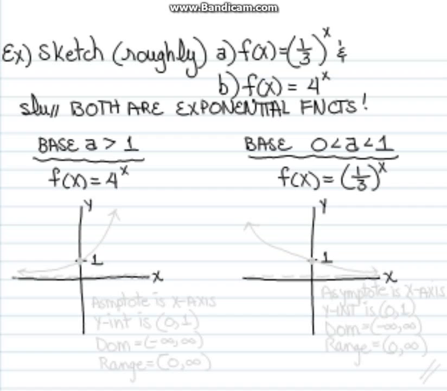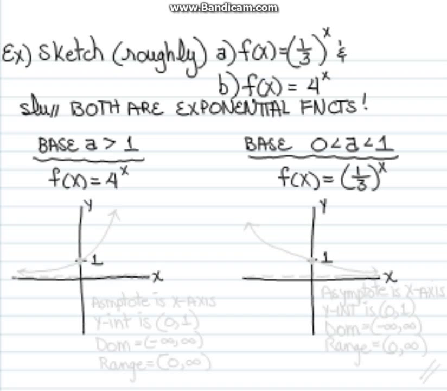Can you see why? The base in the first one, f of x equals 4 to the x, that's a base 4, so that's greater than 1. The base in the second function is 1/3, so the base a equals 1/3, that's a number between 0 and 1. That's why we put it in that category.